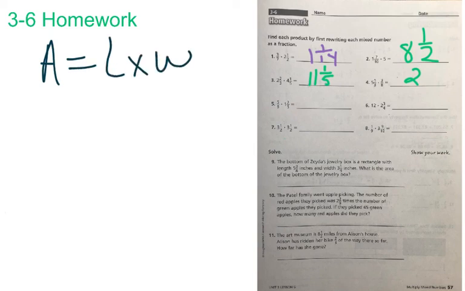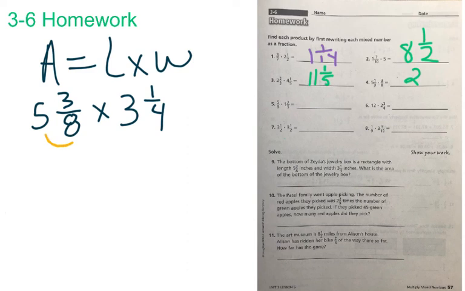And so what we have here is a multiplication problem, and we have 5 3/8 times 3 1/4. And we have to convert both of those mixed numbers to fractions. And we do that, we take the denominator and multiply it by the whole number. 8 times 5 is equal to 40. And then I need to add my numerator, which is 3. So I have 43 over 8.